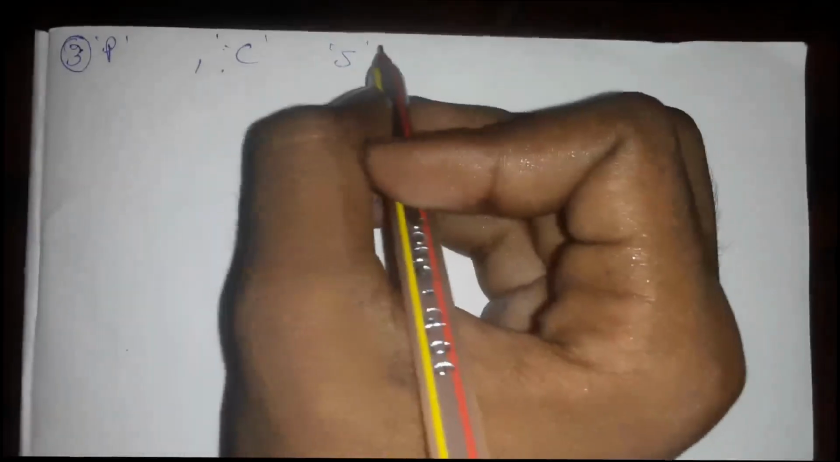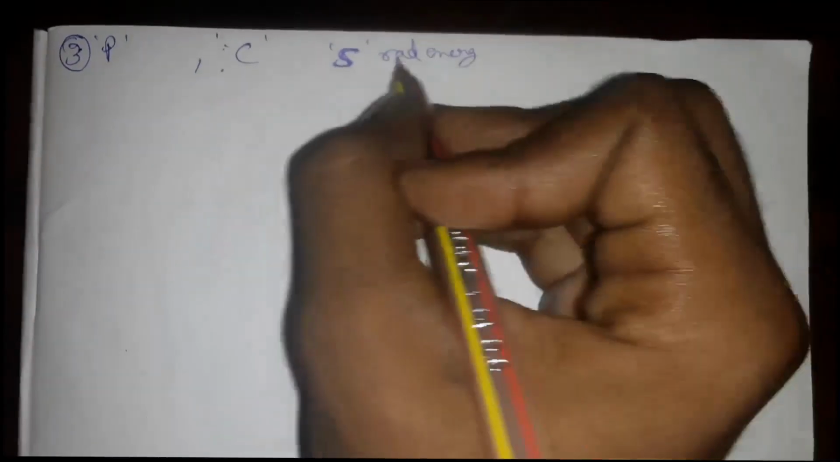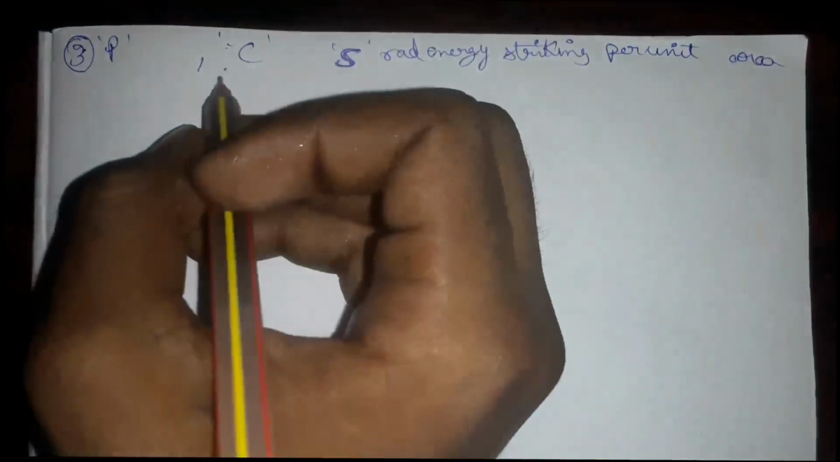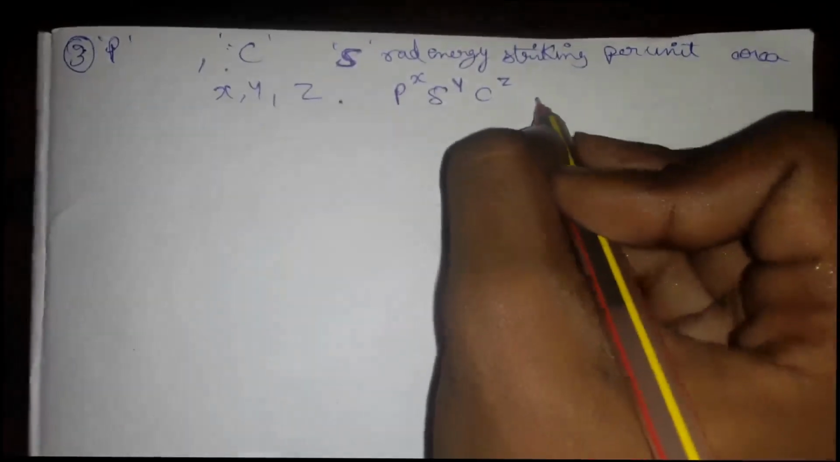We are given the third question. P represents the pressure, and radiation pressure, C is the velocity of light, and S is the radiation energy striking per unit area, and x, y, z are non-zero integers such that P power x, S power y and C power z is dimensionless.